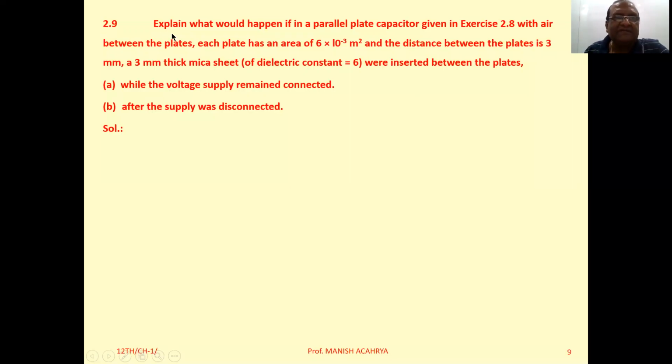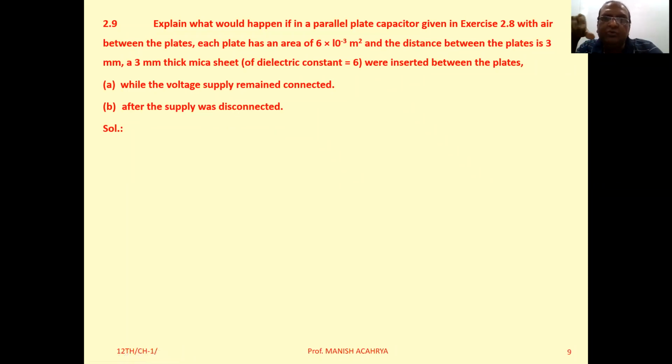Example 2.9. Explain what would happen if in a parallel plate capacitor given in exercise 2.8 with air between the plates. Each plate has an area of 6 into 10 raised to minus 3 meter square and the distance between the plates is 3 millimeter. A 3 millimeter thick mica sheet of dielectric constant 6 were inserted between the plates A, while the voltage supply remains connected, and B, after the supply was disconnected.